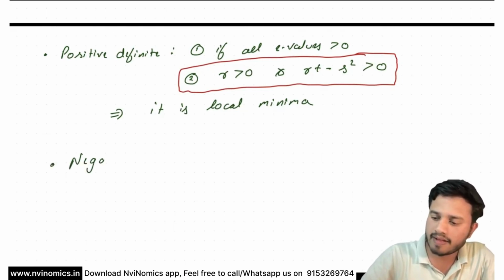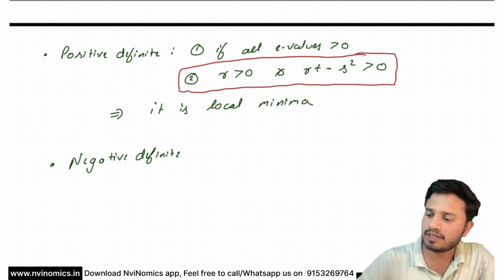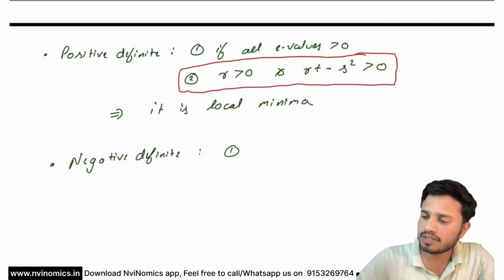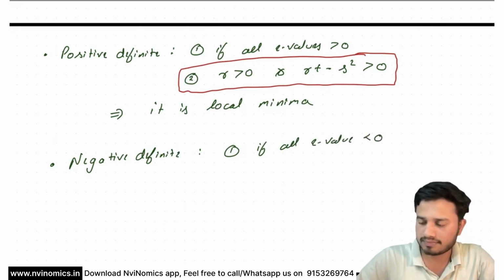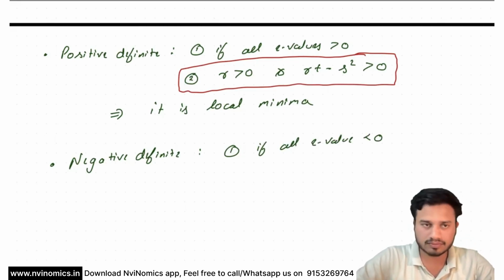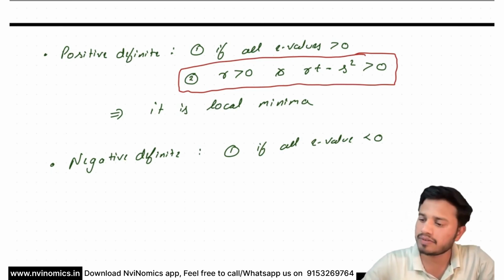For the second case, this is negative. You have to check if it is negative definite or not, for which the first condition is that all eigenvalues are less than 0, in other words, concave.